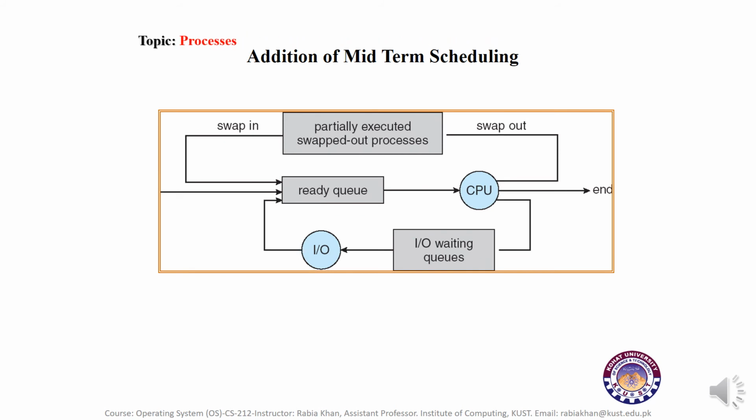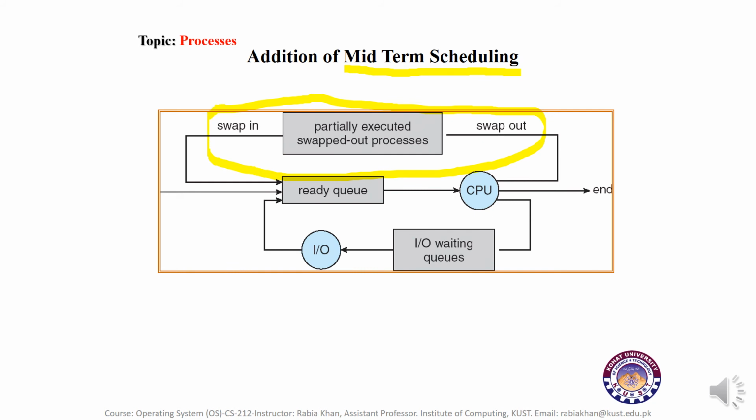Now there is another scheduler, as I just said, the midterm scheduler as well. The task of the midterm scheduler is swapping. It swaps a process out of the system to some secondary storage, to virtual memory, and then when that particular process is required back, it is swapped in by the midterm scheduler from the secondary storage, from the virtual memory, back to the system or the RAM. So the swapping activity is done by the midterm scheduler.